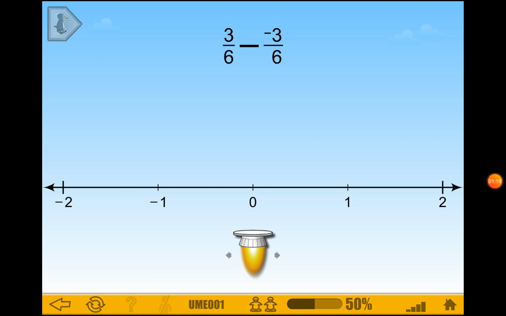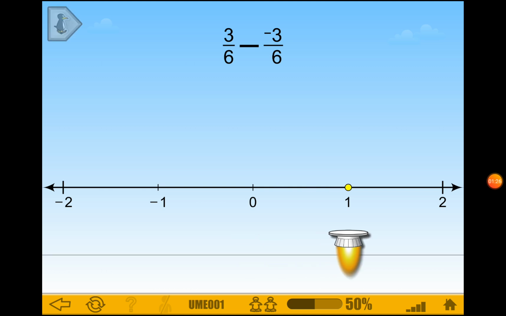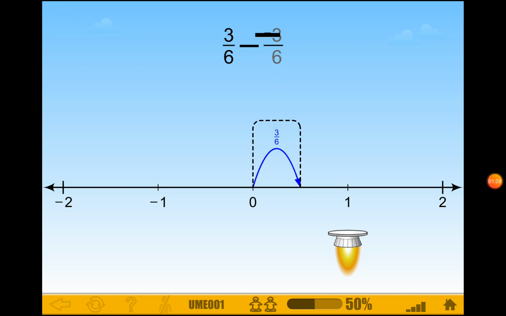3/6 minus negative 3/6, so that would just be a half plus half, which is 1. Trying to get so close.